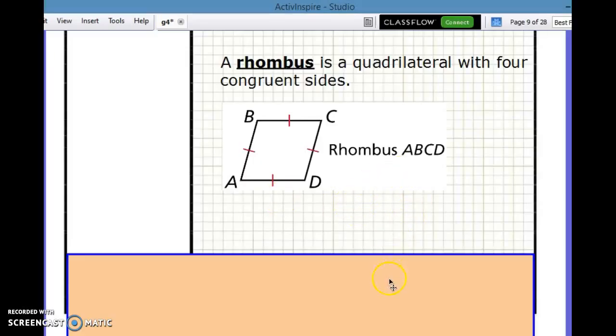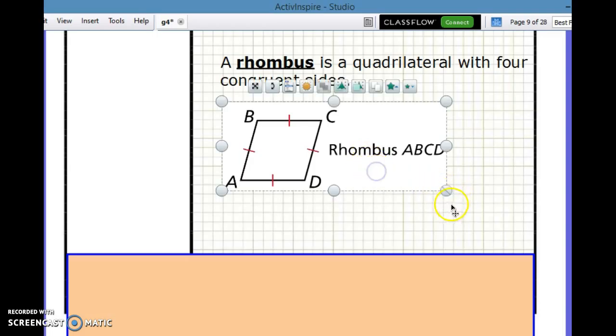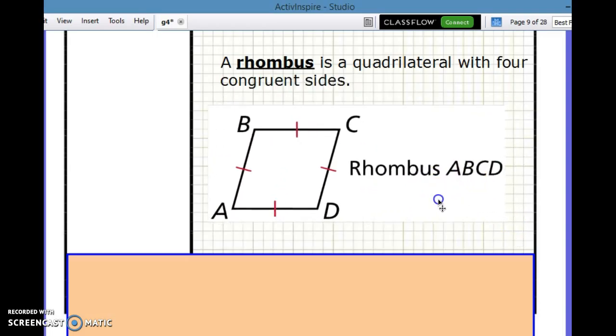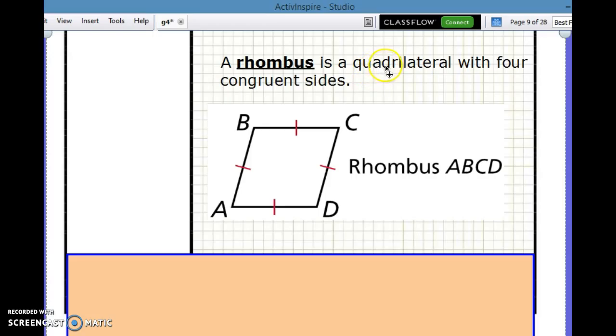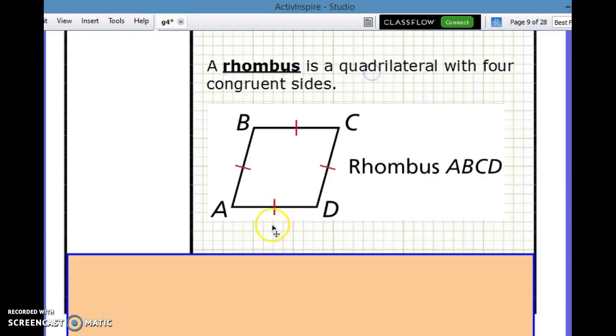Alright guys, we're going to be looking at another special quadrilateral today. The one we're going to be looking at is a rhombus. So here I have a picture of a rhombus, rhombus ABCD, and then the definition is written up here. Now, a rhombus is a quadrilateral, but in fact we can be a little bit more specific. In fact, it's a parallelogram.